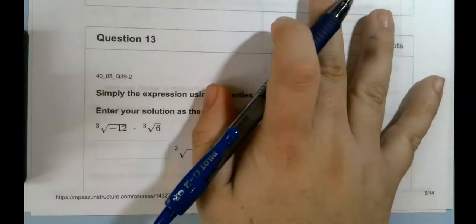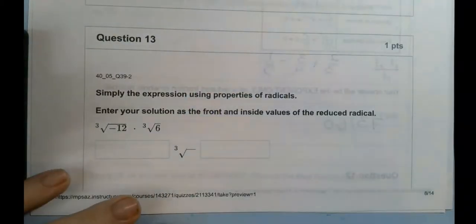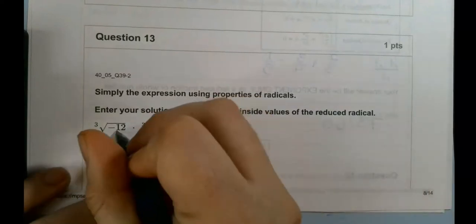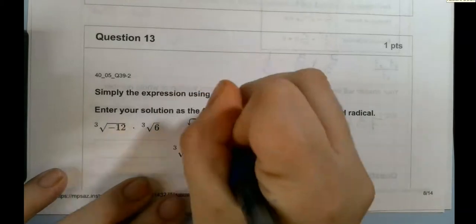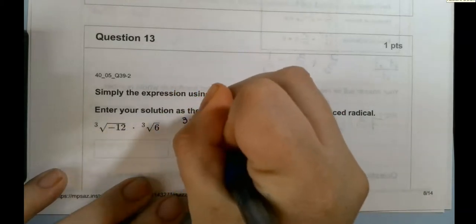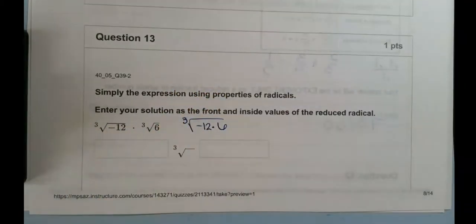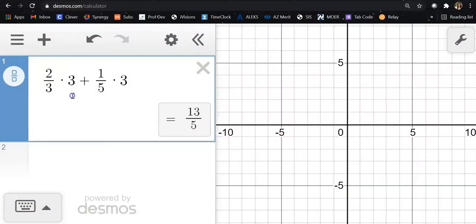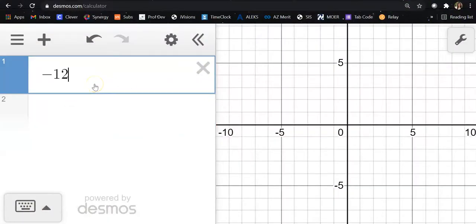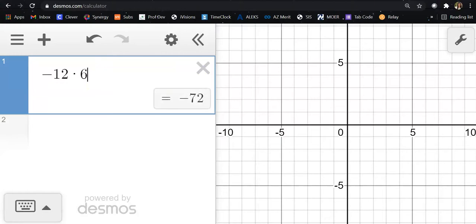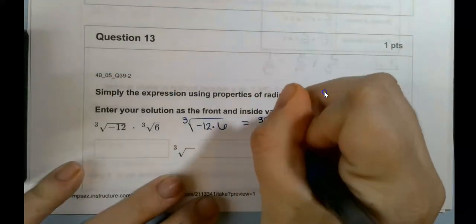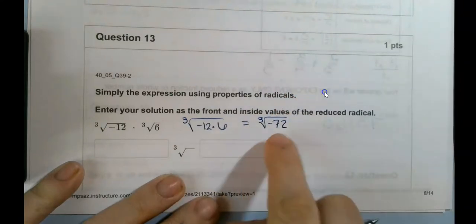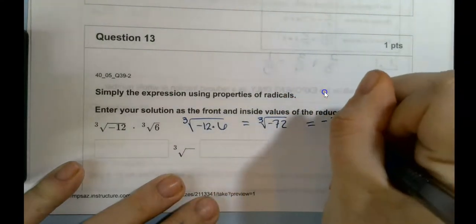Number 13 wants me to simplify this expression using the property of radicals. Because they both have the cube root, I can write it as one giant root and multiply the two together. So I have -12 times 6. I'll go to Desmos really quick. Which gets me -72. Because it's odd, I can pull that negative outside.